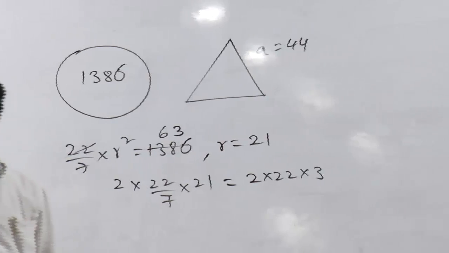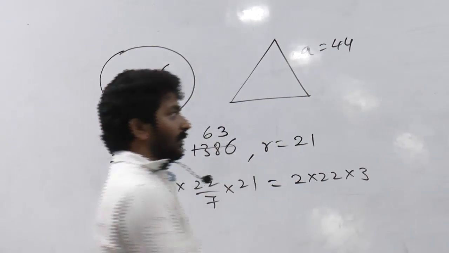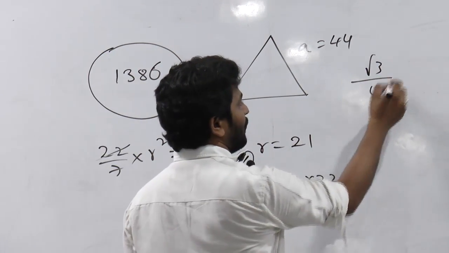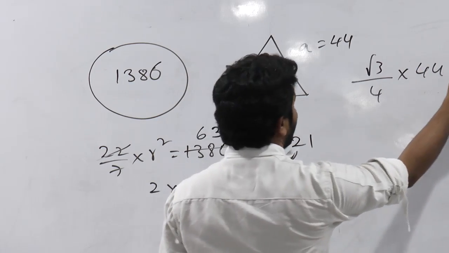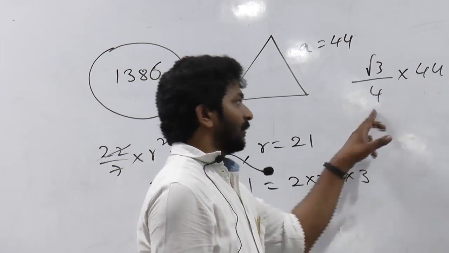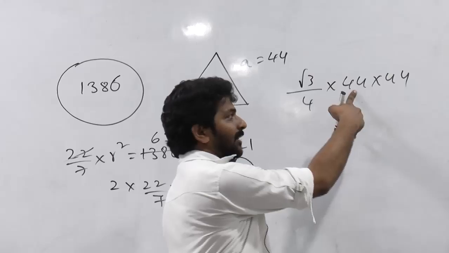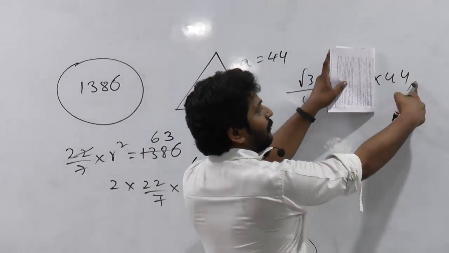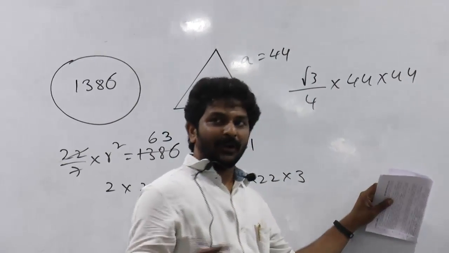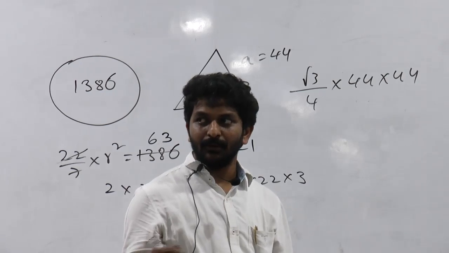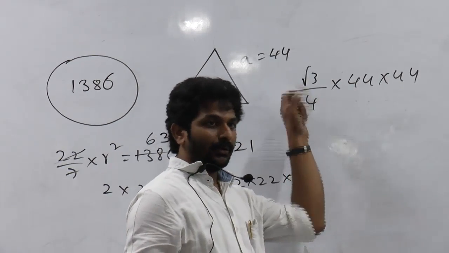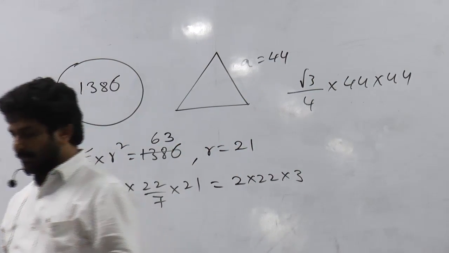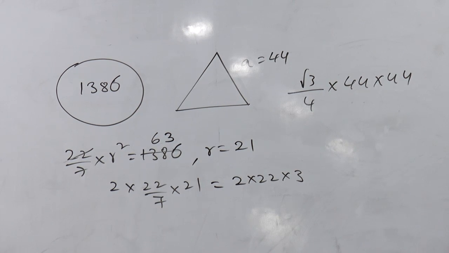But you are asked about the area. What is the area formula? Root 3 by 4 a square. Let's write it as 44 into 44 by 4. How many times? 11 times. 10 times of this number, 440, plus 1 time, 44. 440 plus 44, 484 into root 3. 484 root 3 square centimeters.